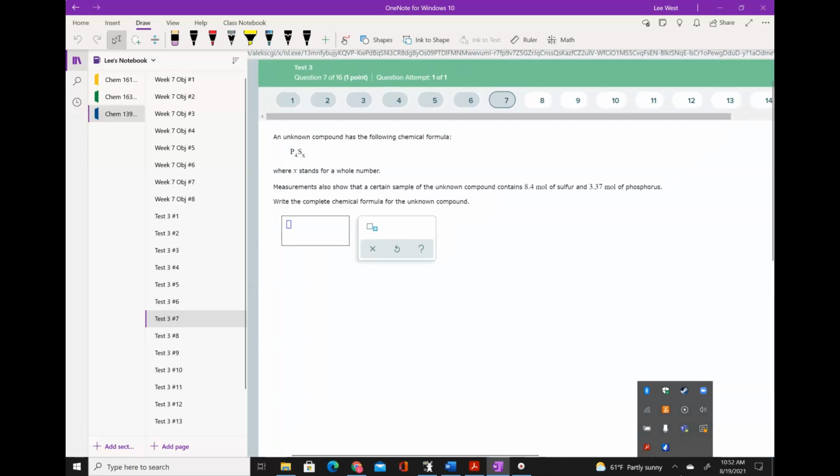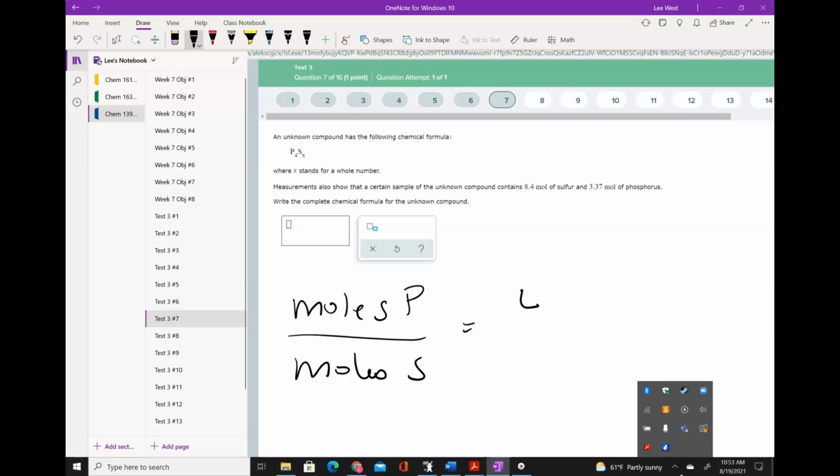All right, this one looks interesting. This is going to be about finding the mole ratio between phosphorus and sulfur in this compound. It says X stands for a whole number. So the moles of P to the moles of sulfur is equal to 4 on X, and our job is to figure out what X is. Now, someone did some measurements and they say that a certain sample of an unknown compound contains 8.4 moles of sulfur.